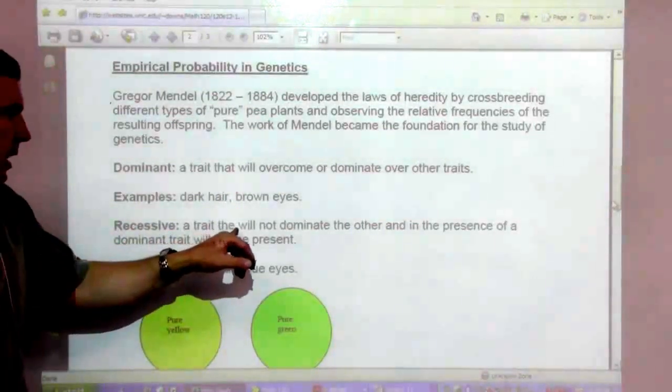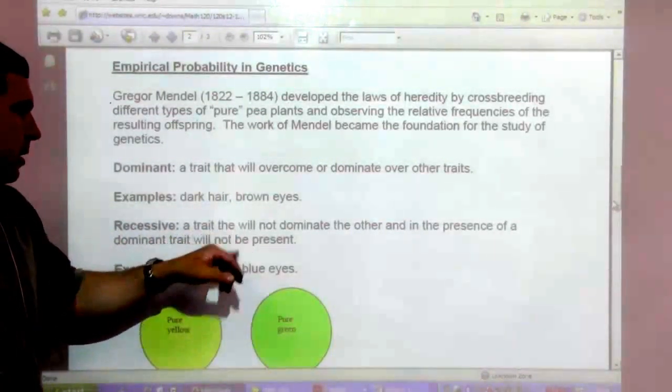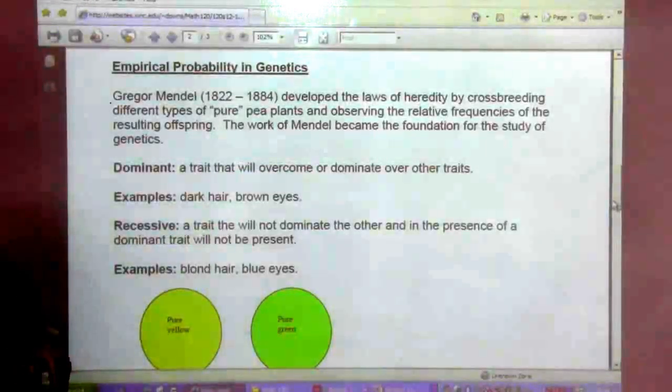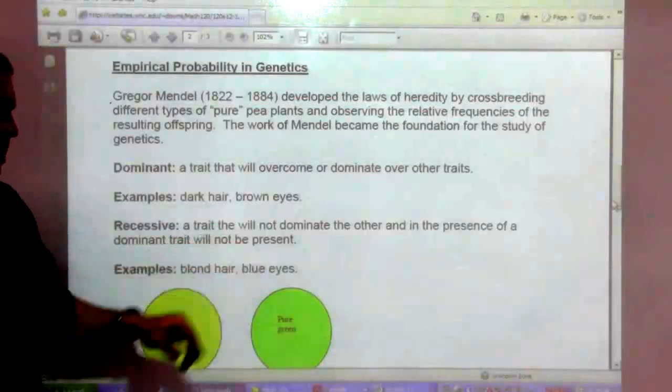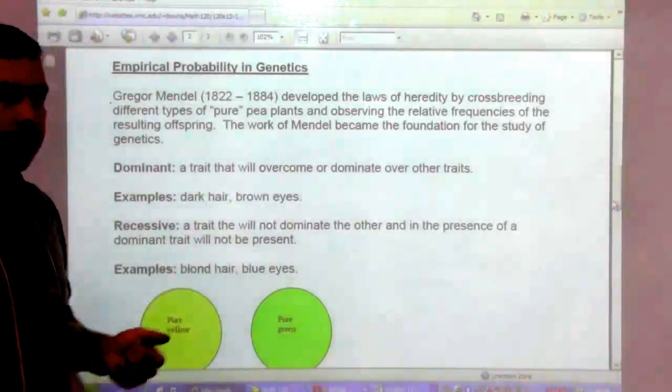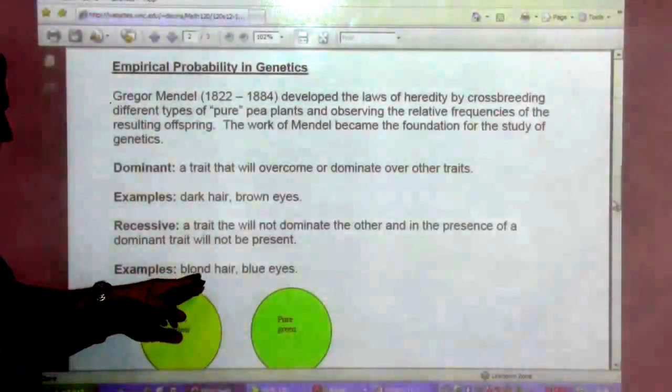Recessive, a trait that will not dominate. There's a typo here, the other, and in the presence of a dominant trait will not be present. For example, blonde hair, blue eyes. So I actually have 2 kids that have blue eyes, and no kids with blonde hair.